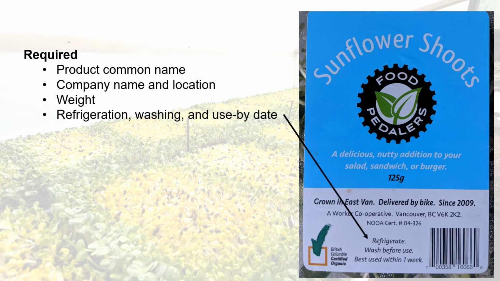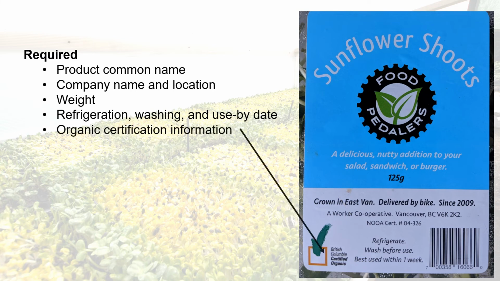Microgreens and sprouts in Canada are required to have refrigeration, washing, and use by date references on them. Because they're perishable, it must say to refrigerate or to be kept refrigerated in some type of wording, that they need to be washed before use, and that they're best to use within 1 week. So that is a requirement.